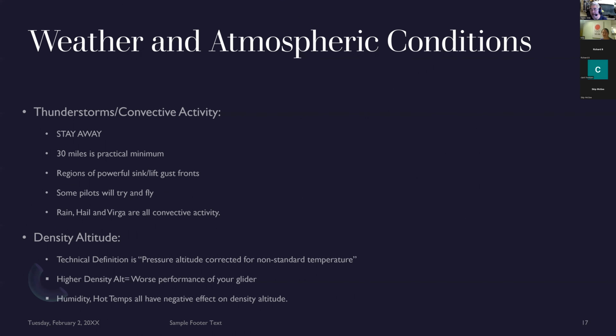Okay. All right. Density altitude. Technical definition is the pressure altitude corrected for non-standard temperature. The higher your density altitude, the worse the performance of your glider. Humidity and hot temperatures all have a negative effect on density altitude. Now, for instance, let's say you're approaching your landing zone. It's a hot day.